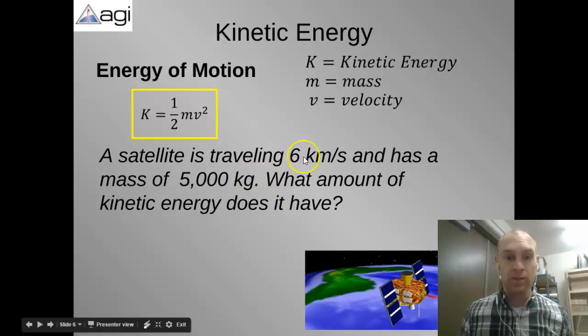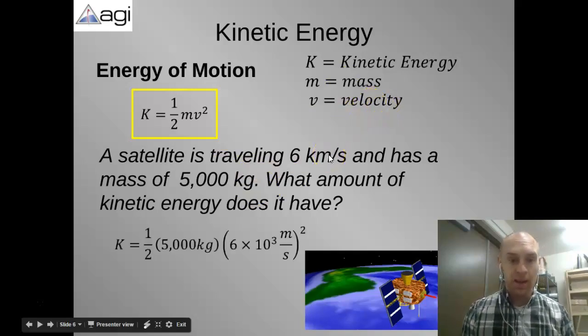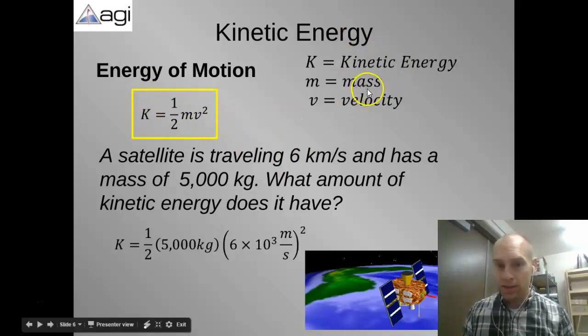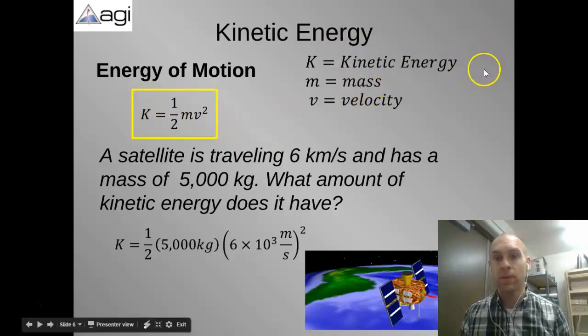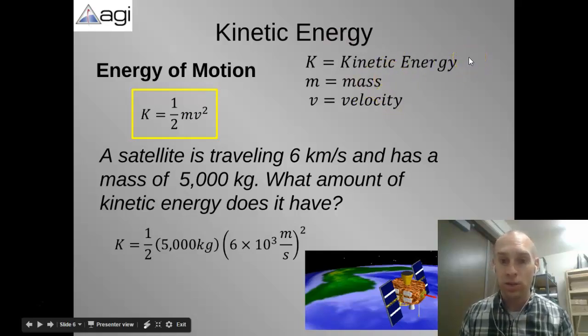Remember, units matter. So mass has to be in kilograms. Velocity has to be in meters per second. So we have to convert that. When you write down this equation, what you should add after each of these, kinetic energy, mass, and velocity, is a unit. So kinetic energy is joules, it's energy, mass is kilograms, and velocity is meters per second. So make sure that you put those units down for this.